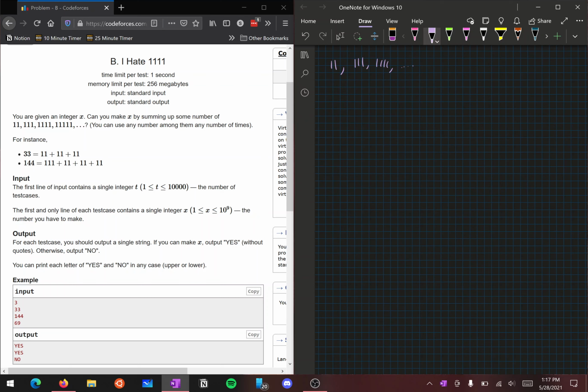So I think the intuition is, maybe let's not consider all of them. Let's see if we can simplify the problem a little bit, right? We can do that by noticing the numbers that you're allowed to work with. I'm going to write them out real quickly for clarity. The numbers that you're actually allowed to work with are 11, 111, 1111, 11111, and so on and so forth.